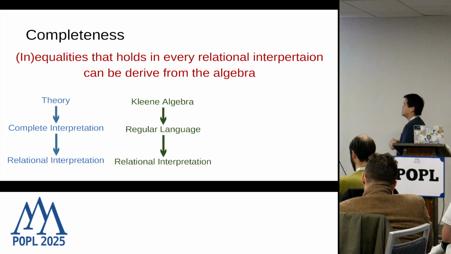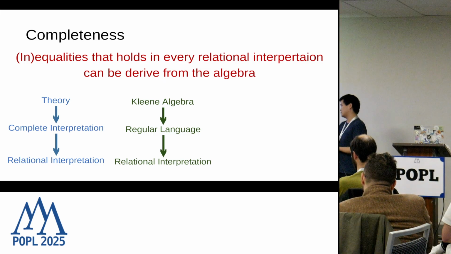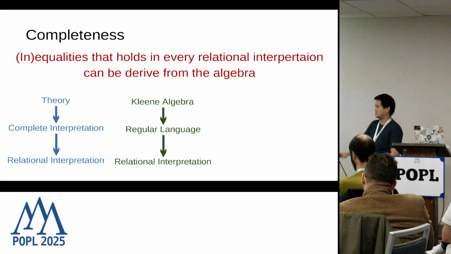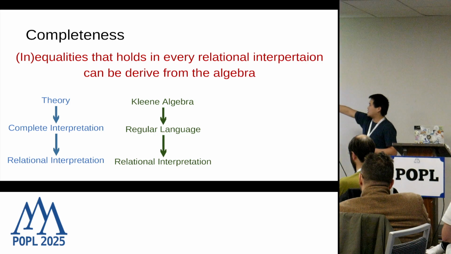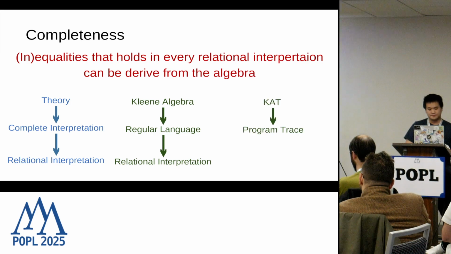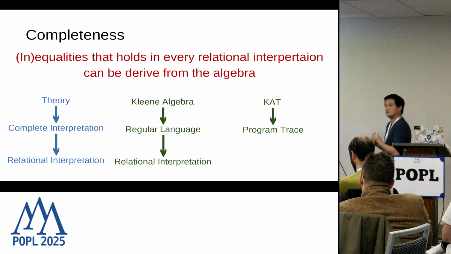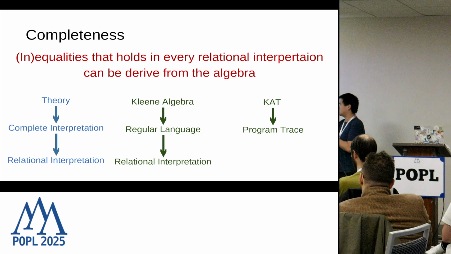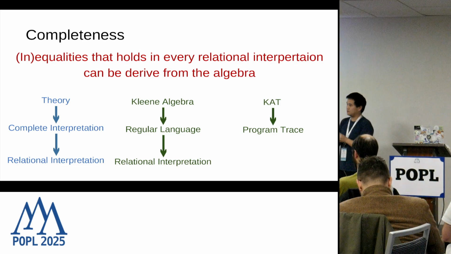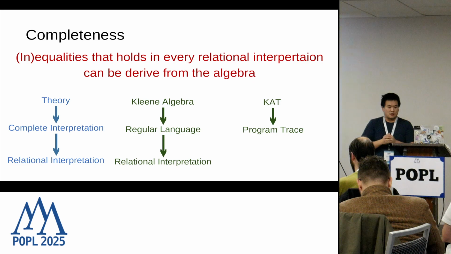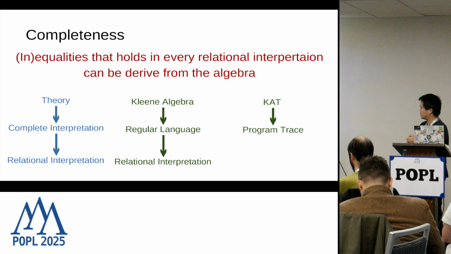And then we can embed regular languages into relations. This actually predates the completeness of Kleene algebra; it was proven in the 1970s. So you can see the first part is really the hard part. However, for Kleene algebra with tests, its complete interpretation is program traces. That means two programs are trace equivalent if and only if their equivalence can be proven by the theory of KAT. And this was proven, I think, in the early 2000s.